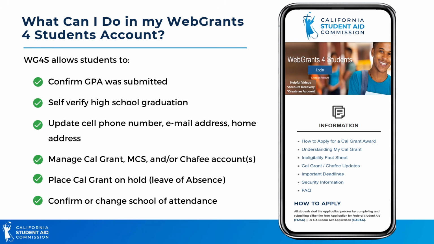Aside from managing Cal Grant accounts, WebGrants for Students allows students to do many different tasks. Students can check to see if their GPA was submitted, self-verify their high school graduation, update certain demographic information such as phone number or email address, place a hold on their Cal Grant award if they'll be taking time off from school or don't wish to be paid their Cal Grant until a later date.